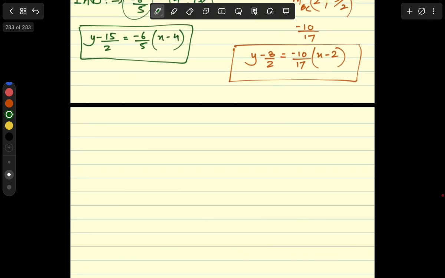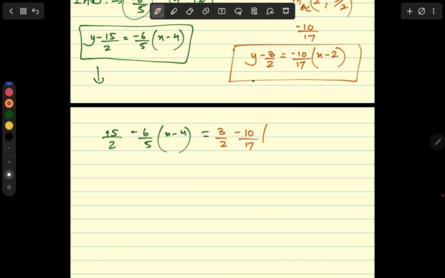Now, y minus 15 upon 2, I'm doing this equation making y the subject, equals minus 6 upon 5 times (x minus 4), and if I make y the subject here, this is going to become 3 upon 2 minus 10 upon 17 times (x minus 2). So this is 12 upon 2, so this is 6, and this becomes 6 upon 5 (x minus 4) minus 10 upon 17 (x minus 2), and we can take the LCM.